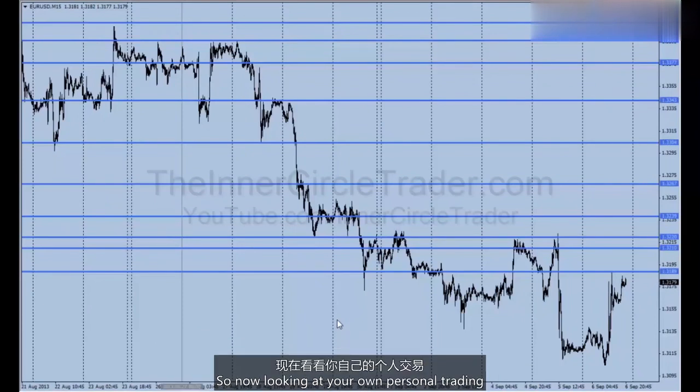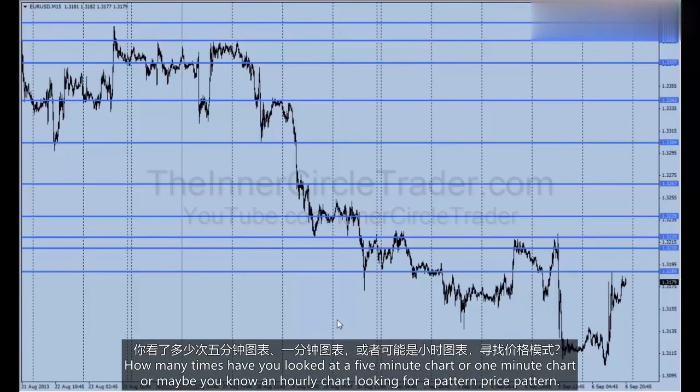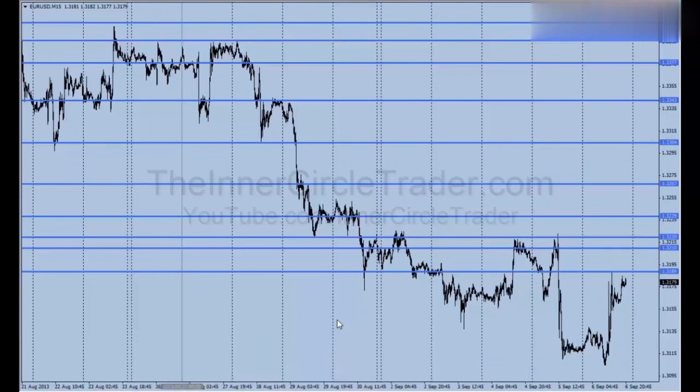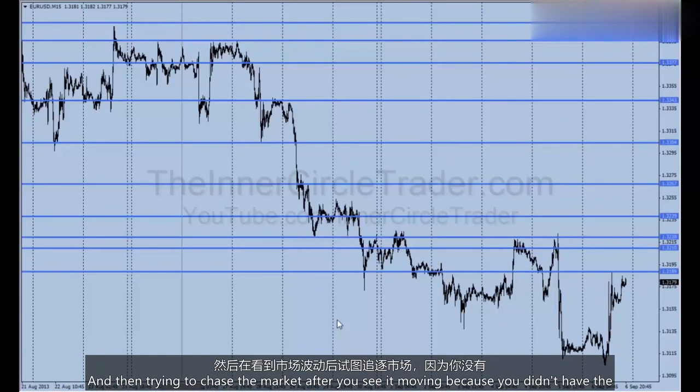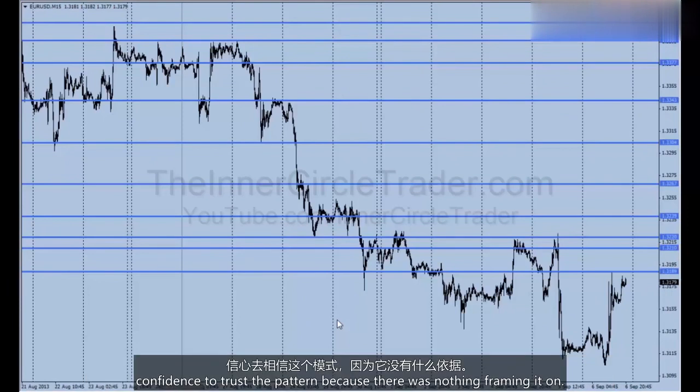So now looking at your own personal trading, how many times, daily, weekly, in the last few months or so, have you looked at a 5-minute chart or a 1-minute chart, or maybe an hourly chart, looking for a price pattern, and then tried to chase the market after you see it moving, because you didn't have the confidence or trust in the pattern, because there was nothing framing it?